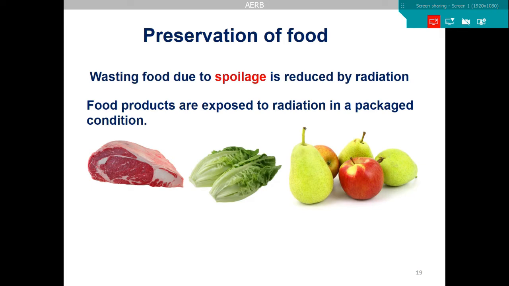So when we irradiate food, we don't expose the food directly to radiation. We expose it to radiation in a packaged condition. It gets irradiated, the radiation passes through the package, reaches the vegetables, kills the germs, and disinfects them.